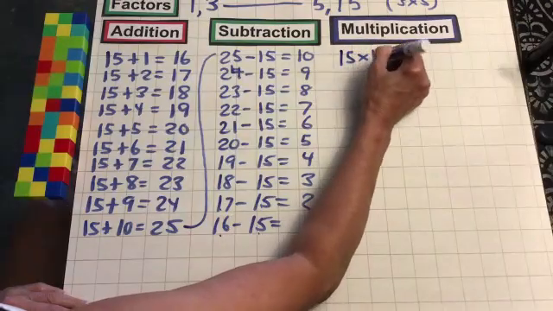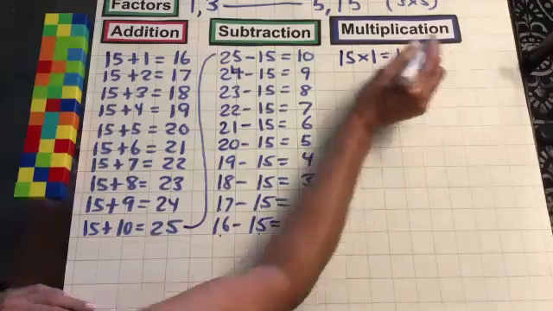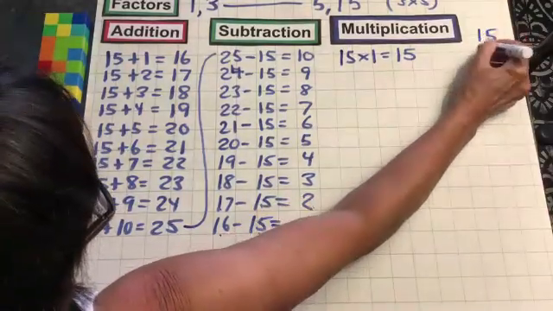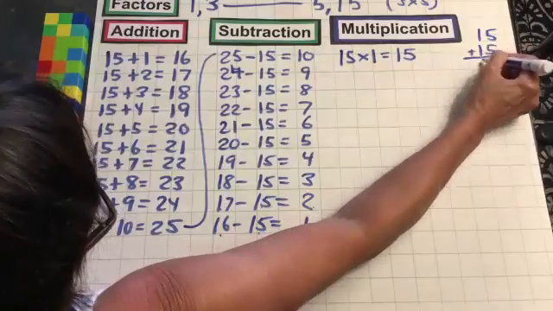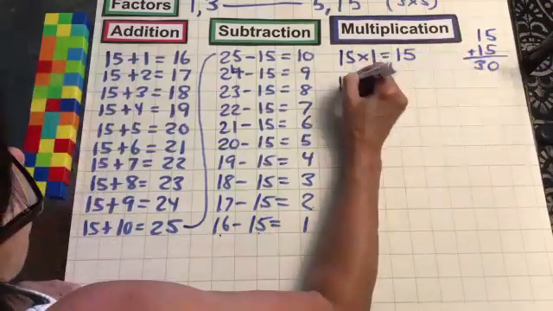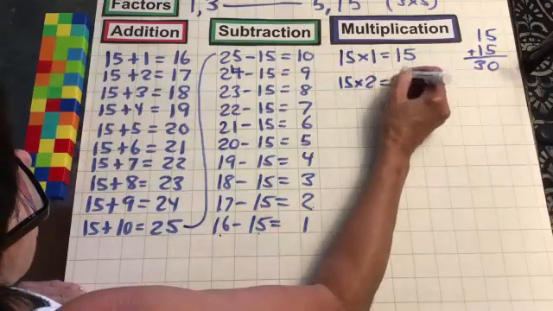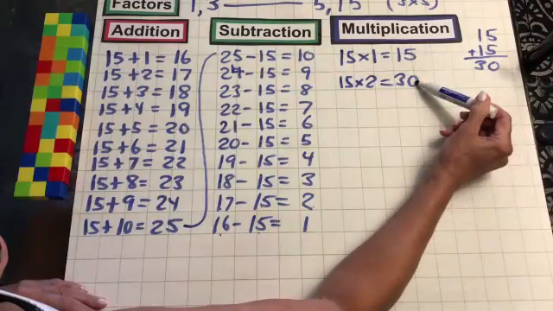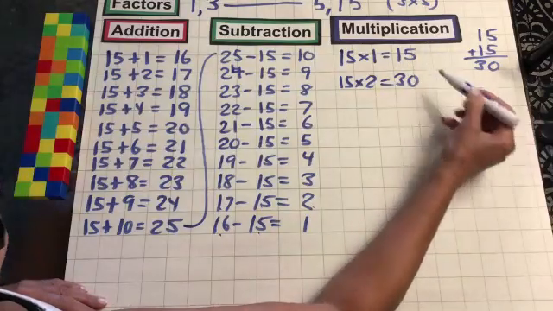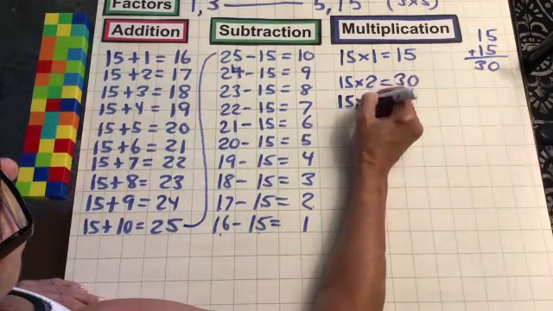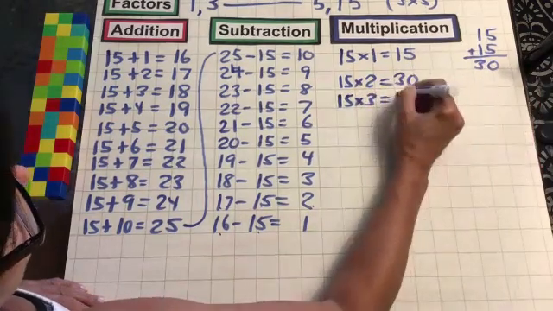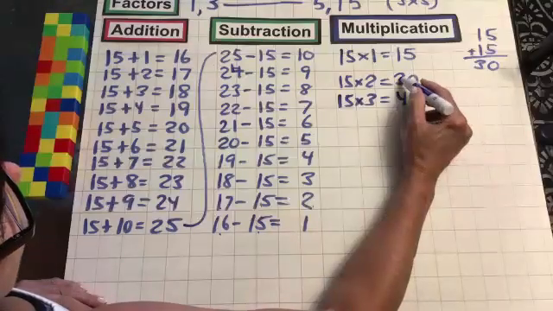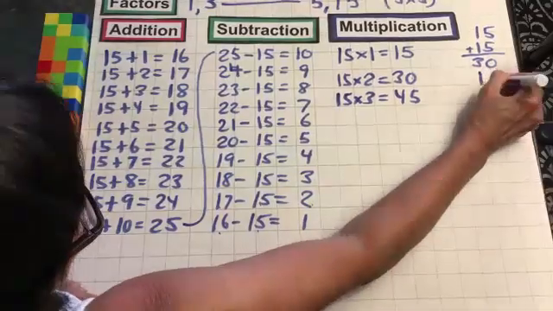15 times 1 equals 15. Now, this is a fun one because if we add two 15s together, which we'll do right here, we get 30. So 15 times 2 equals 30. So we're going to be ending with a 5 and then a 0, then a 5 and then a 0. That's the pattern we're looking at. So 15 times 3 equals 45. If we add 15 to that, that would be 0 plus 5, 3 plus 1. Add 15.